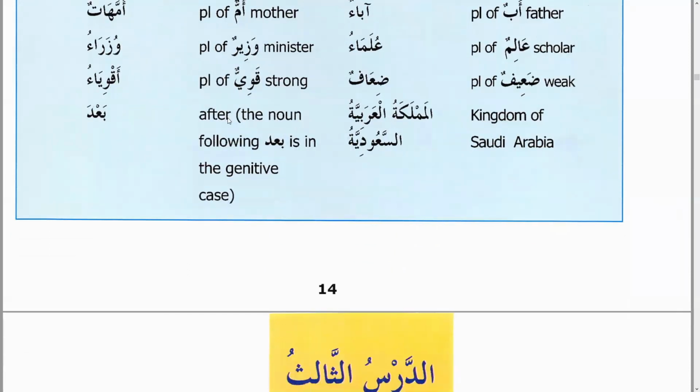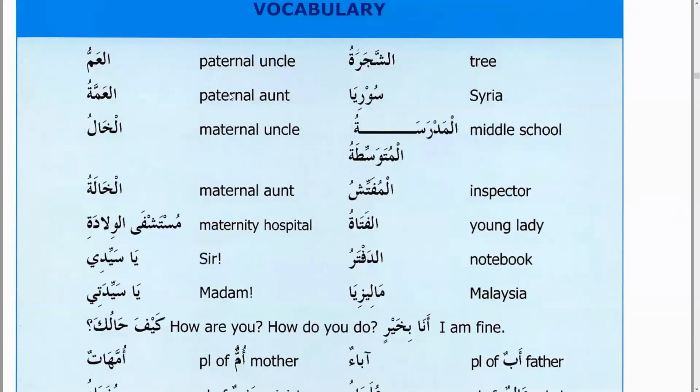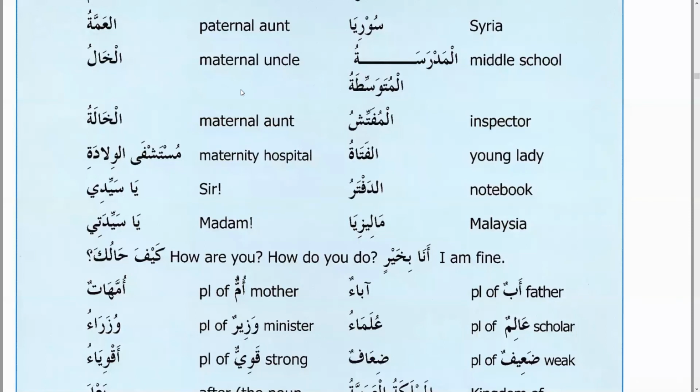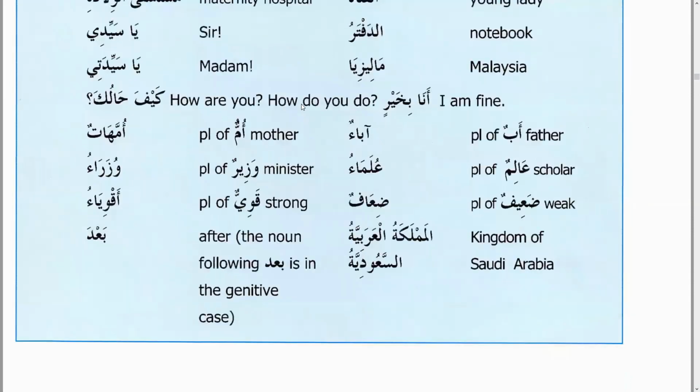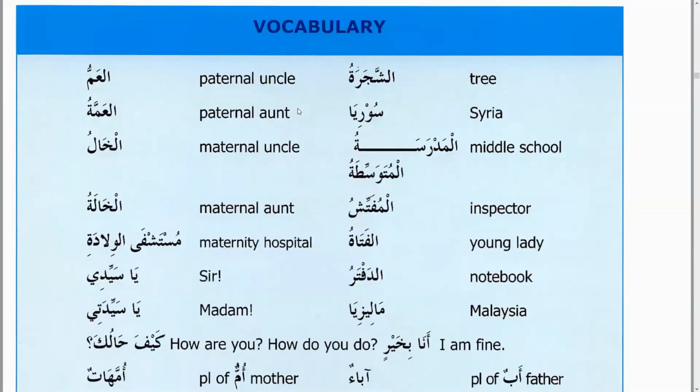Ba'da, after. The noun following ba'da is in genitive case. Ba'dal kitabi. Okay, because it is like a zarf. Zarfu zaman. It tells you about the time. You can try to learn, inshallah. Or else, if you don't learn, they will keep repeating it again and again. So it's okay. Try to learn. Because vocabs are important, but they are not so important for this book, at least. Because he uses those words again and again. Inshallah. By the time we finish book one, all this will be memorized by repetition, inshallah.